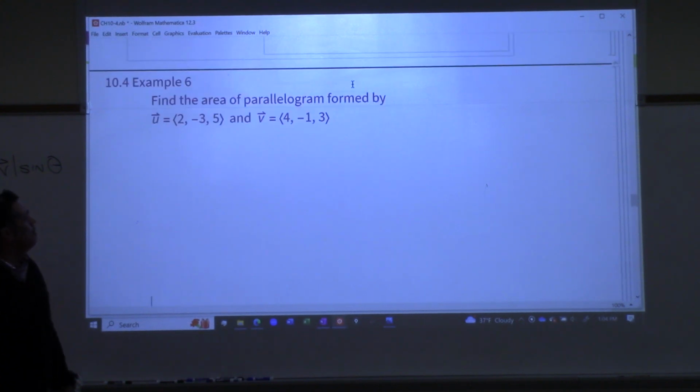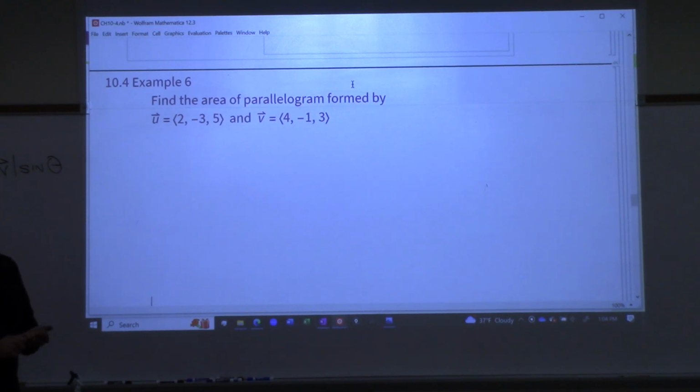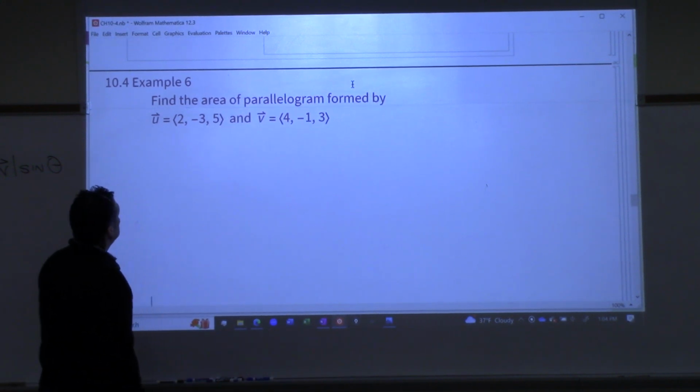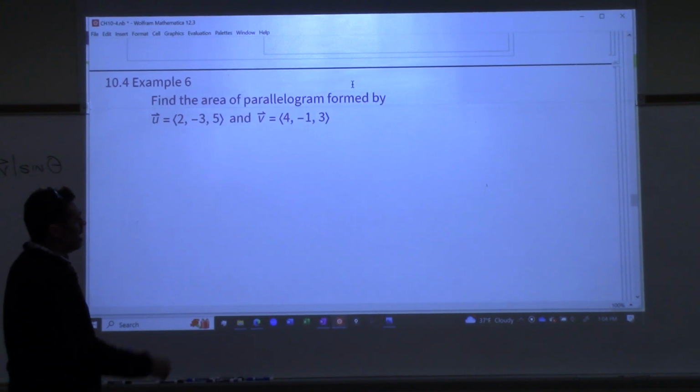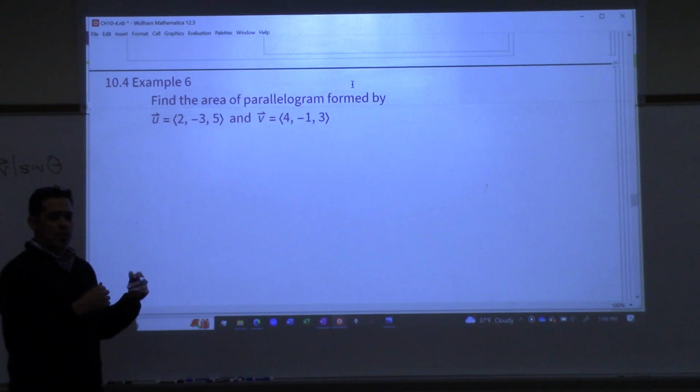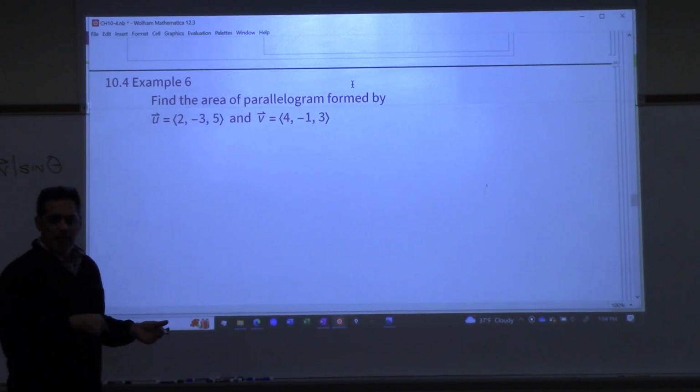Find the area formed by those. So I believe we may have crossed those two vectors in last class, but let's just go ahead and do it again just to get us warmed up, since it was an entire weekend. So find the area of this parallelogram, the area formed by those two vectors. We have these two vectors sitting in space. We want to know the area of the parallelogram formed by those.